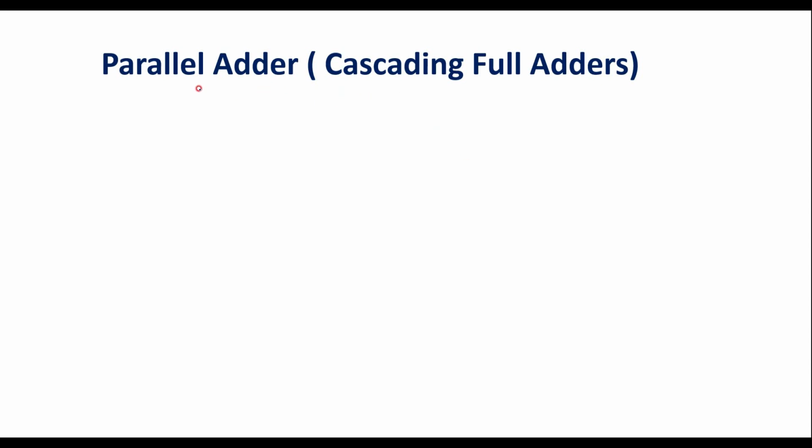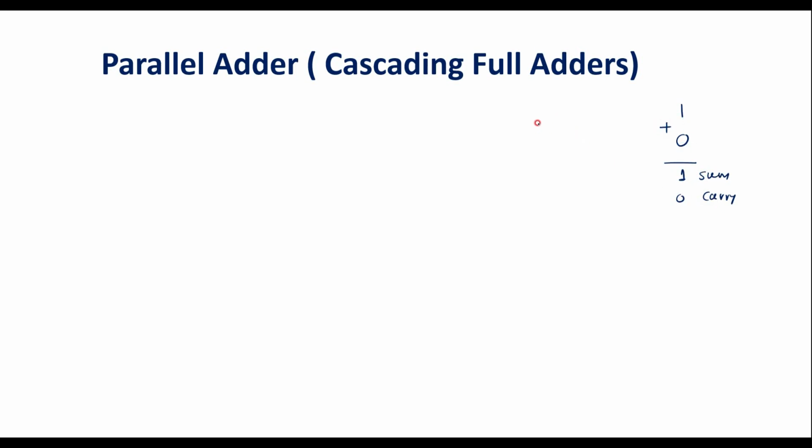In this video, I will discuss about parallel adder or cascading full adders. So in my previous lectures, we have already studied half adder and full adder. We know that in half adder, we can add two binary bits. That is, suppose one number is 1, another one is 0. So with the help of half adder, we can add 1 with 0. It produces sum as 1 and carry as 0.